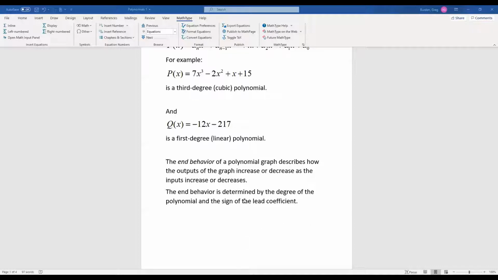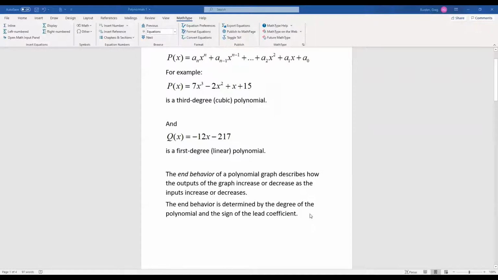Well, it turns out that the end behavior is completely determined by just two things. First of all, the degree of the polynomial, and second of all, the sign of the lead coefficient. So in this particular case of p of x, for example, the degree of the polynomial is third, and the most significant thing about that is that 3 is an odd number. The reason that's significant is that for a particular value of x and the opposite of that value, x cubed will be opposite in the case of the negative x value as opposed to the positive x value.